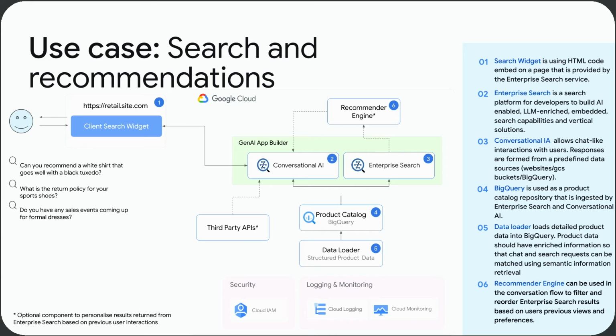And here is how this use case was implemented. You can see a number of components in this. Enterprise Search provided the AI-enabled search capabilities along with conversational AI to allow the chat-like interactions and responses. And the recommender engine was used to order those responses back to the user based on their own preferences and previous interactions with the site, so making it more tailored for them.